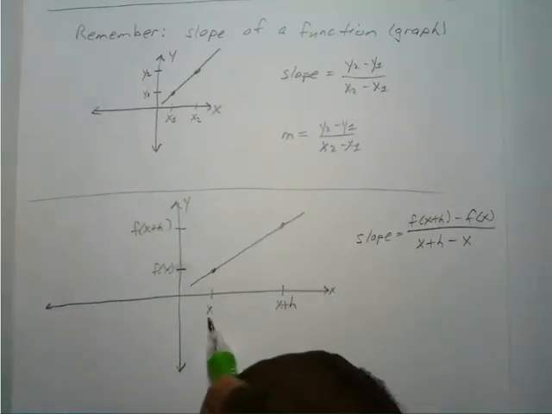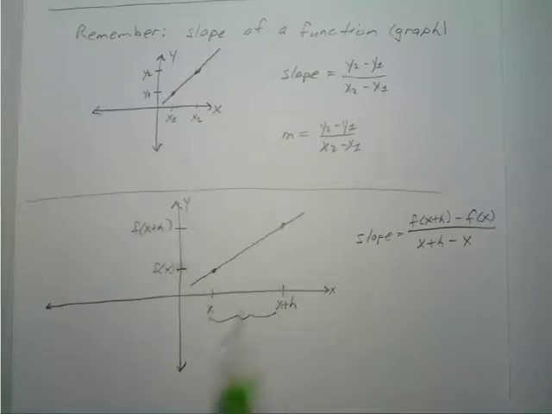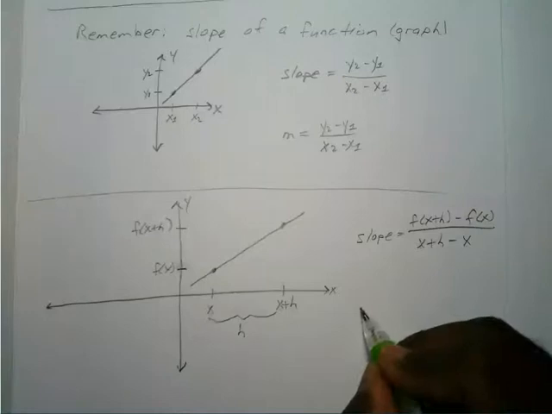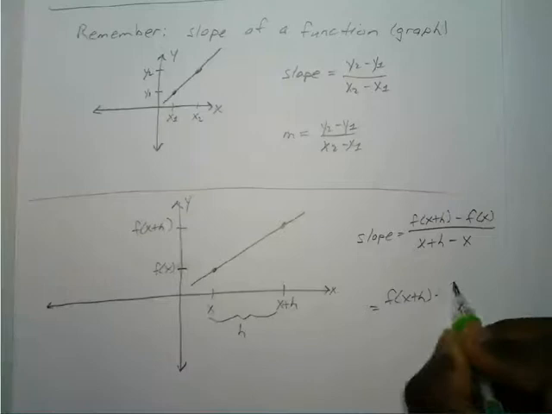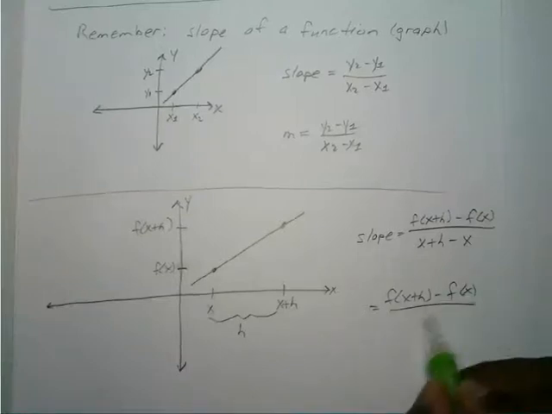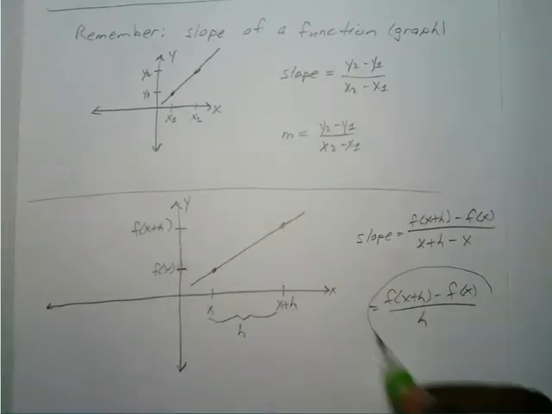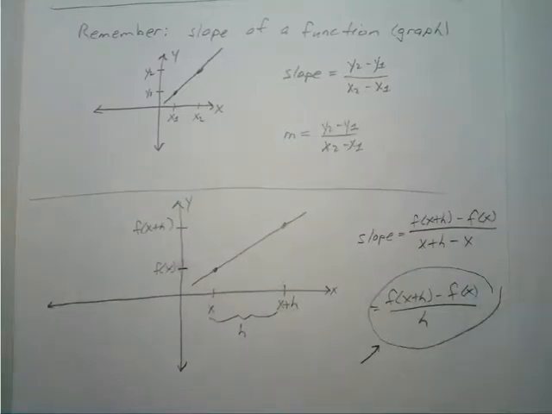Now notice the difference between your two x values is h. Again, just think of the example if you have 3 here and a 5 here: you have 3 and 3 plus 2. That distance between those two x values is h. So your x plus h minus x, those two x's cancel out. So it ends up equaling f of x plus h minus f of x all over h. And this is what you call your difference quotient.